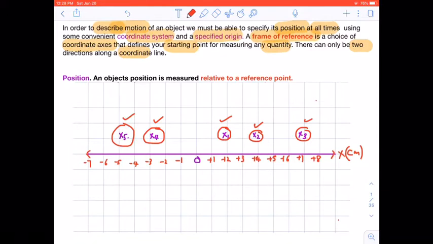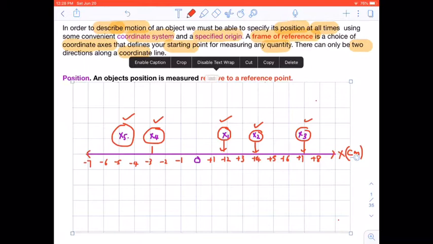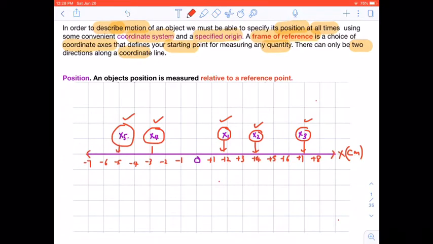So essentially, what you really need is to know where your origin is. And if I say, for instance, that an object is at a plus 7 centimeter mark, you will know exactly where that particular object is, because we know it would be there on the coordinate line.